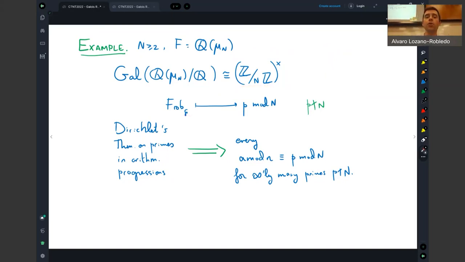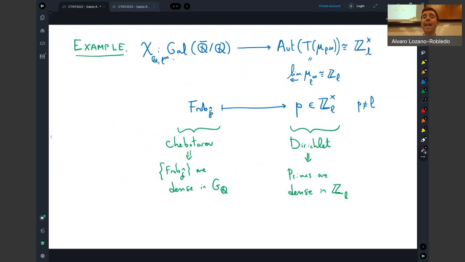Okay, so every element in this group can be realized as a Frobenius of a prime that is not dividing N. And what that means for me is that if I have the cyclotomic Galois representation into Z_L cross, and I take a prime P that is not L, then the Frobenius element in the Galois group will land in the class of P, not P mod L or P mod L to the N. Those are the finite levels, but in the L-adics, it lands on P as an L-adic number. And if P is not L, this is a unit, right? So Chebotarev tells me that these Frobenius elements are dense, and Dirichlet tells me that the prime numbers are actually dense in Z_L cross.